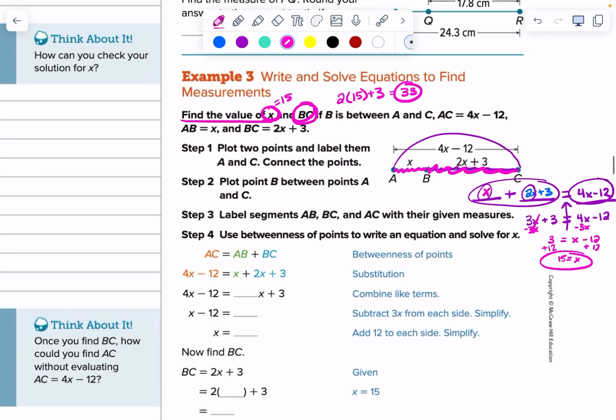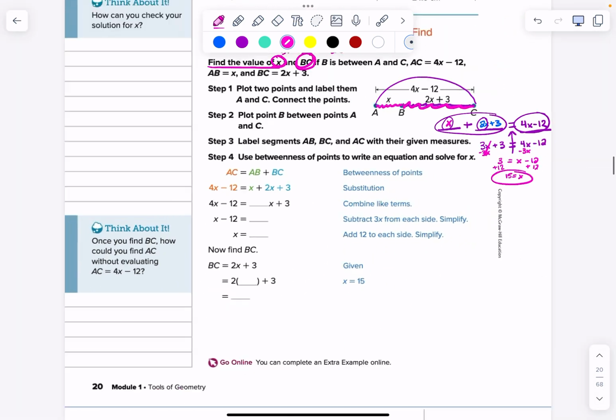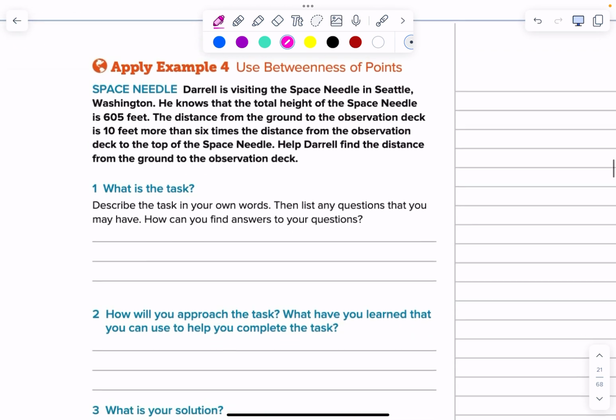That's okay. That was example 3. And look how long they made it. That's so silly. Why did they make it so long? I have no idea.